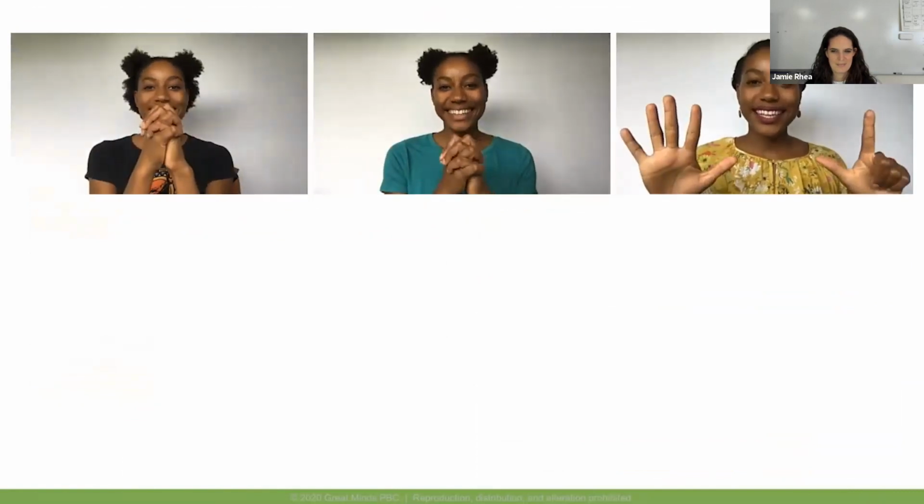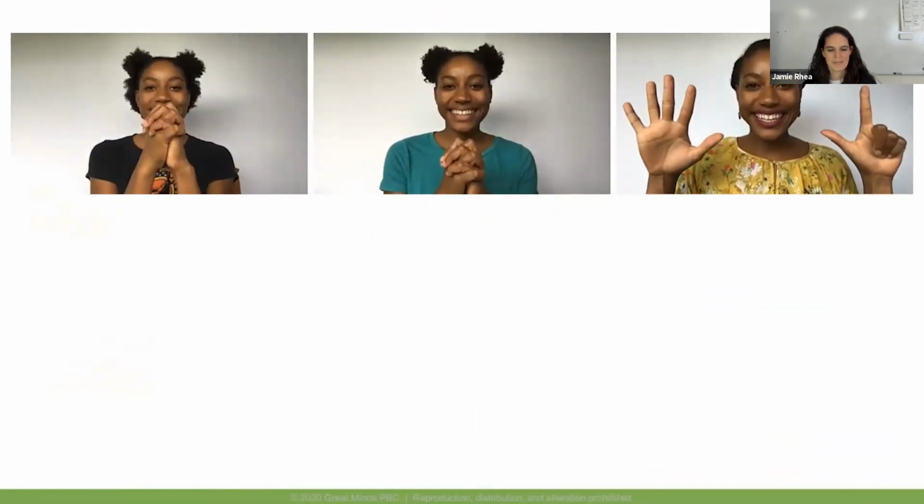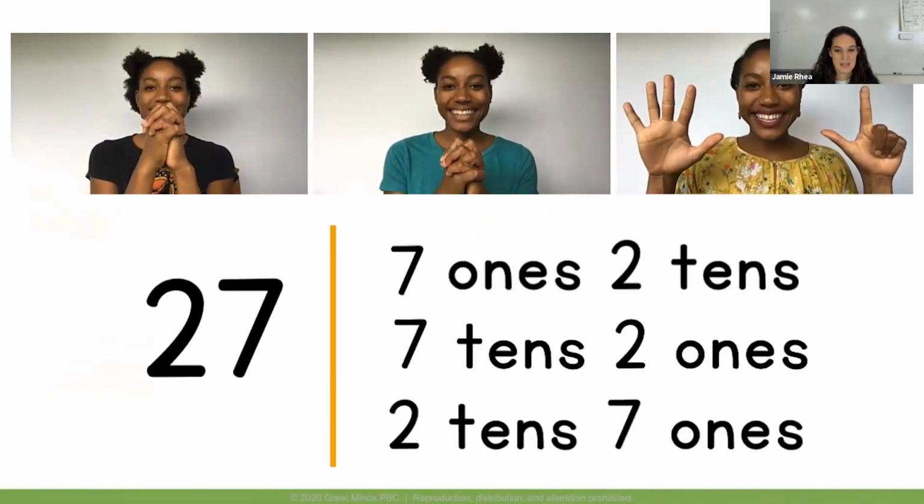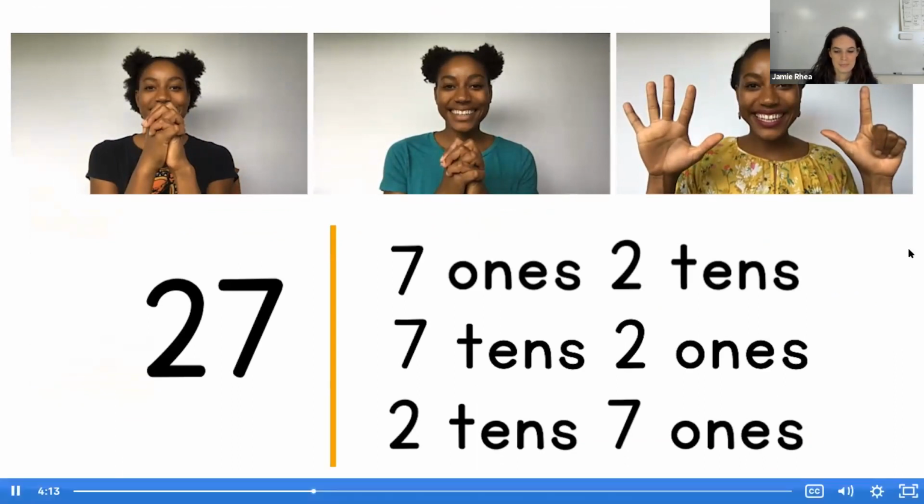This is so fun. Let's do another one. Friends, show me 27. How many tens and ones are in the number 27? How many tens do you see? Point to the set of tens and ones below that you think is correct. I'll give you a hint. There's more than one correct answer.